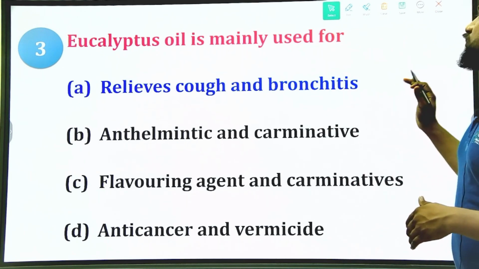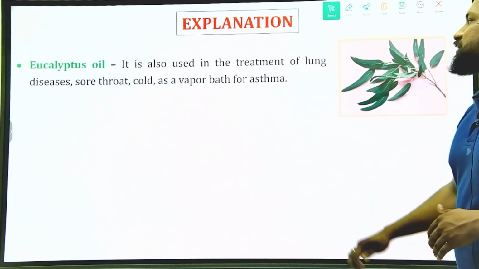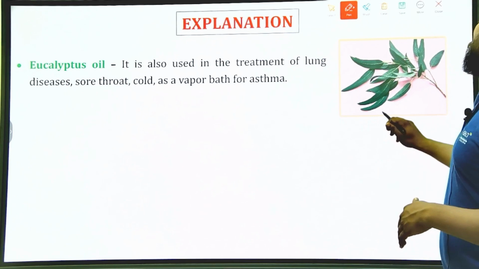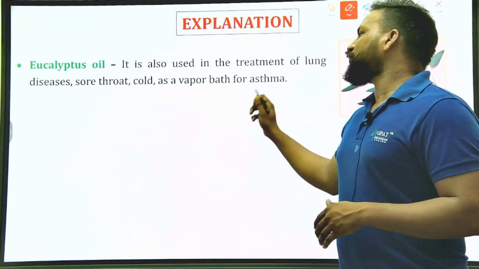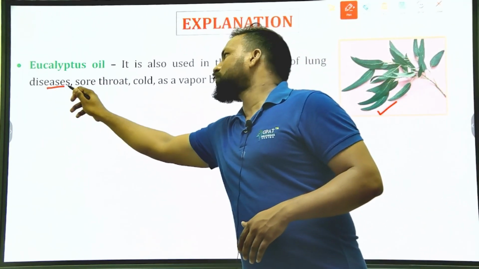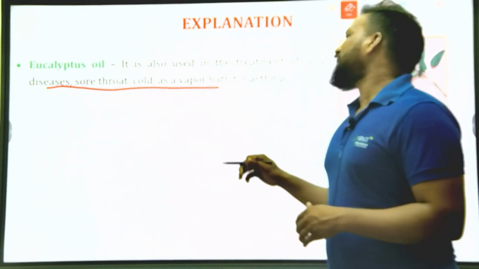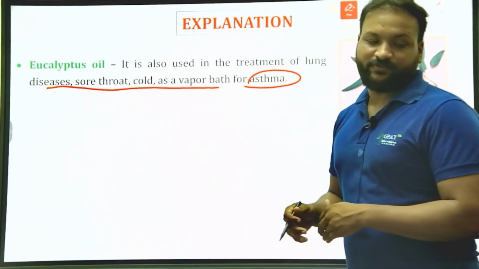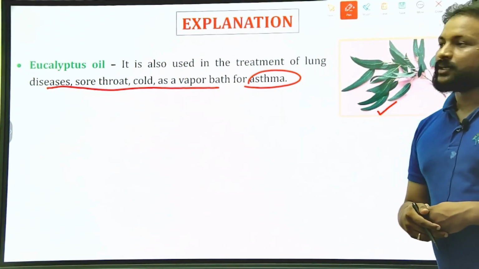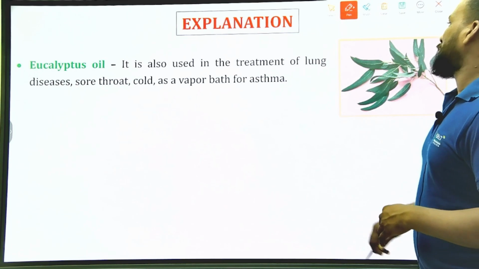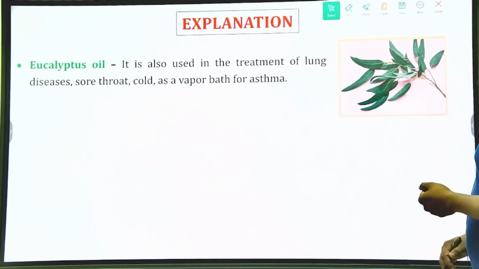Option A, it relieves cough as well as bronchitis. Eucalyptus leaves are used in the treatment of lung disease, sore throat, and cold, and as a vapor bath for asthma. So it reduces bronchitis as well as treating asthma.